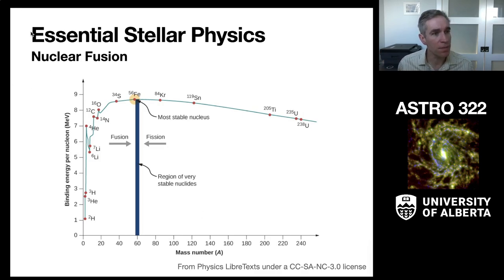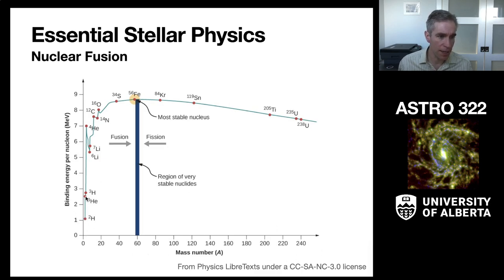So the key part of stellar physics is actually understanding how much energy a star can have. How much fuel is present in the star that is going to prevent it from collapsing? And the key to that is shown in this diagram here. This is a plot of the nuclear binding energy per nucleon, I'll explain that in a little bit, as a function of the mass number of an element.